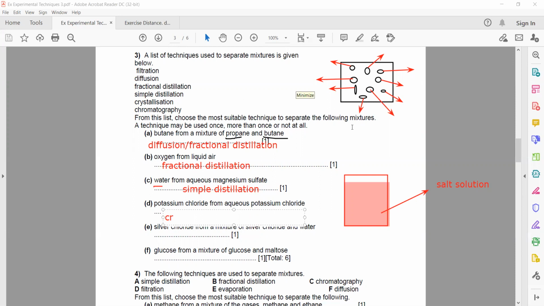Fractional distillation, Abdullah, is used normally for two or more miscible liquids. But here you have water and the salt. Salt is solid, which is dissolved, and you need water out from that. That's why it is simple distillation. So if you want a liquid from a salt solution, then it is simple distillation.